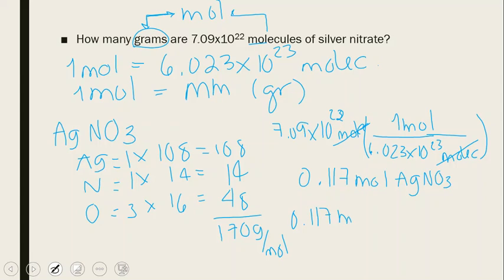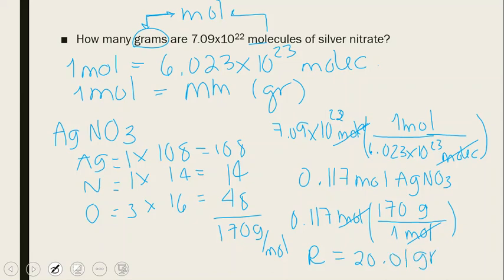0.118 moles by 1 mole, 170 grams. Cancel moles, and multiply this times 170. My final result is 20.01 grams of silver nitrate. And that's it.